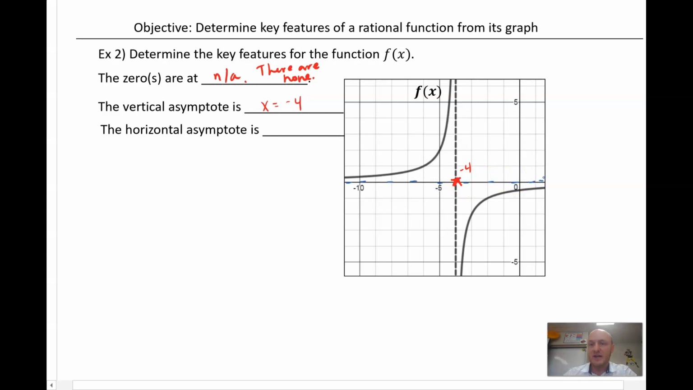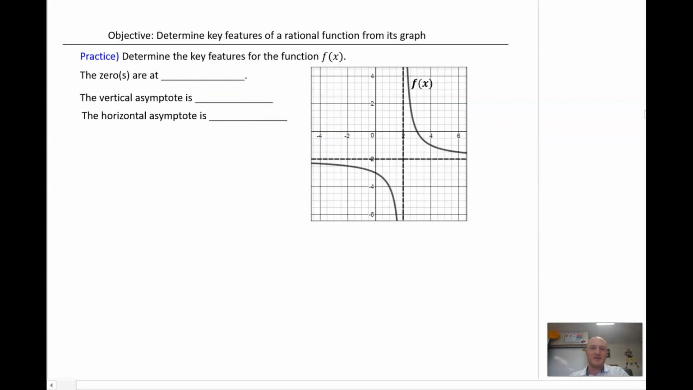And that would intersect the y-axis here at 0, right? That's at 0. So I'm going to say y equals 0. Okay, straightforward. All right, I want you to go ahead and practice.